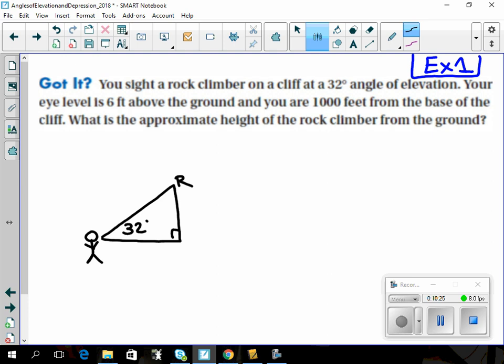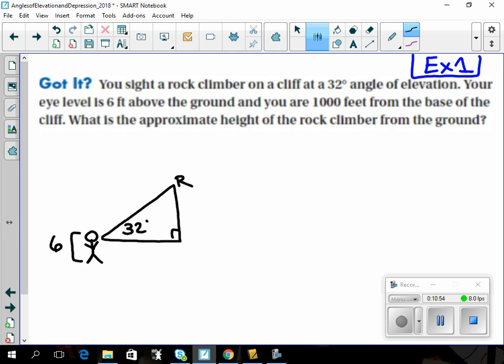Let's keep reading. All we read so far was 32-degree angle of elevation. Let's keep reading and add to our picture. It says your eye level is 6 feet above the ground. So I'm going to put this over here as 6. Are we okay with that? Just off to the side. It's 6.